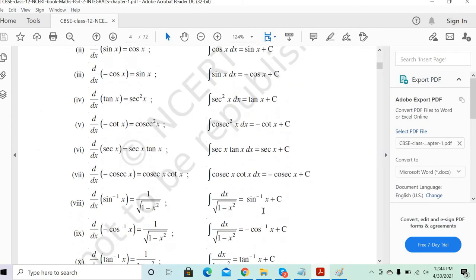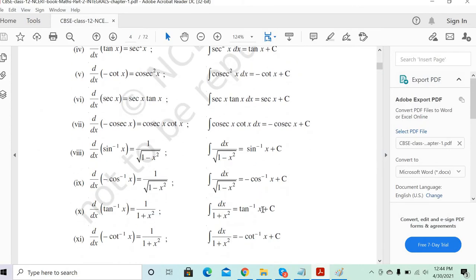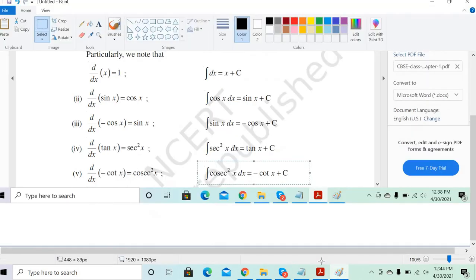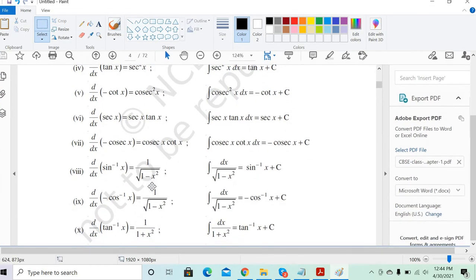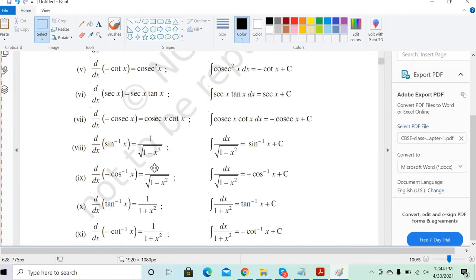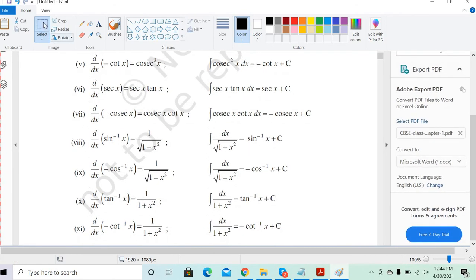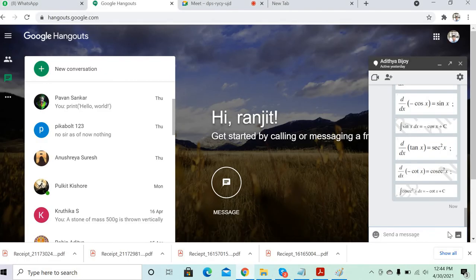Clear, Vijay? Excellent. We are learning the formula part one by one, and I'm stressing on the formula part because this will get repeated and we have to remember it. You don't need the proof for it, because you have to prove it using the first principle method. Got it?